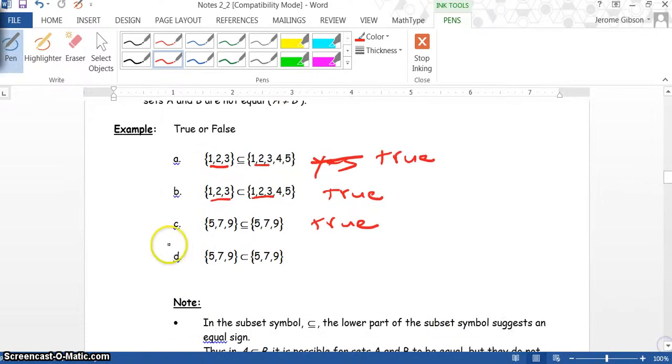Now we come to D here. We have 5, 7, 9. And we're saying, is this a proper subset of 5, 7, 9? Remember, proper subsets means that the first set is a subset of the second set, but they cannot be the same. And since both of these are exactly the same, it is false.